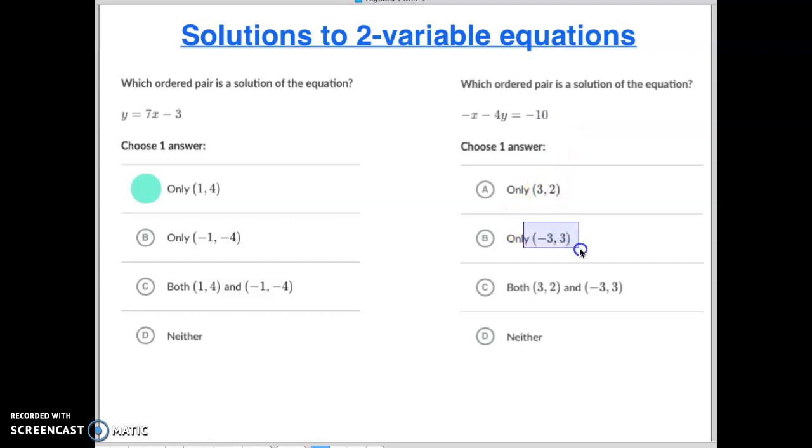So now let's try this one. So we're going to plug in negative 3 for x. Well, first of all, if x is negative 3, then the opposite or the negative of a negative 3 would be positive 3. So this would be positive 3. And if we plug in 3 for y, 3 times negative 4 is negative 12. Negative 12 and positive 3 is negative 9. Oh, that doesn't work either. So this one doesn't work, this one doesn't work, then obviously this one doesn't work, so our answer here would be neither. That's all you're doing on that, quite simple.